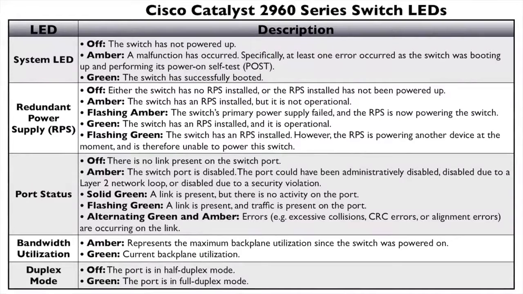That's indicating the overall status of the system, of the switch. If it's off, then that means that the switch is not powered up at the moment. An amber LED for the system LED says that a system malfunction has occurred. When a switch powers up, it does several internal self-checks. That's called the POST, the power on self-test, and something went wrong if it's amber.